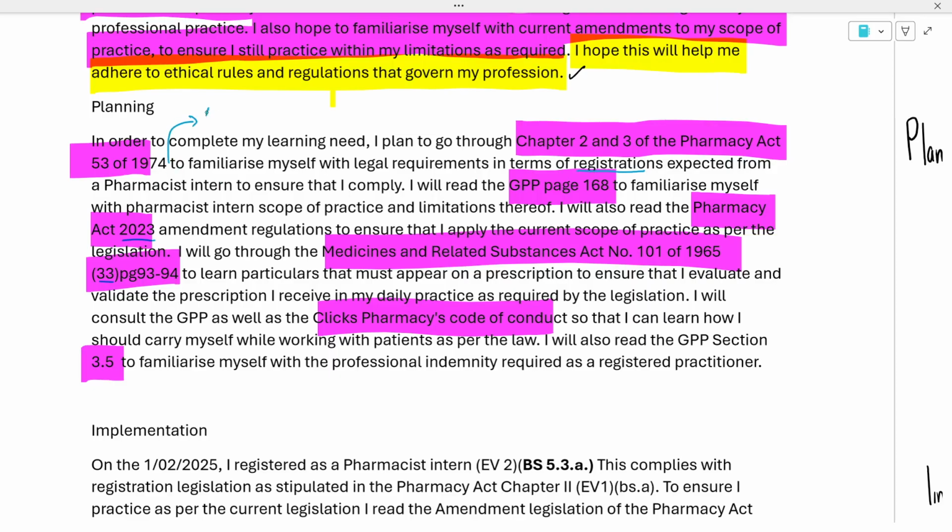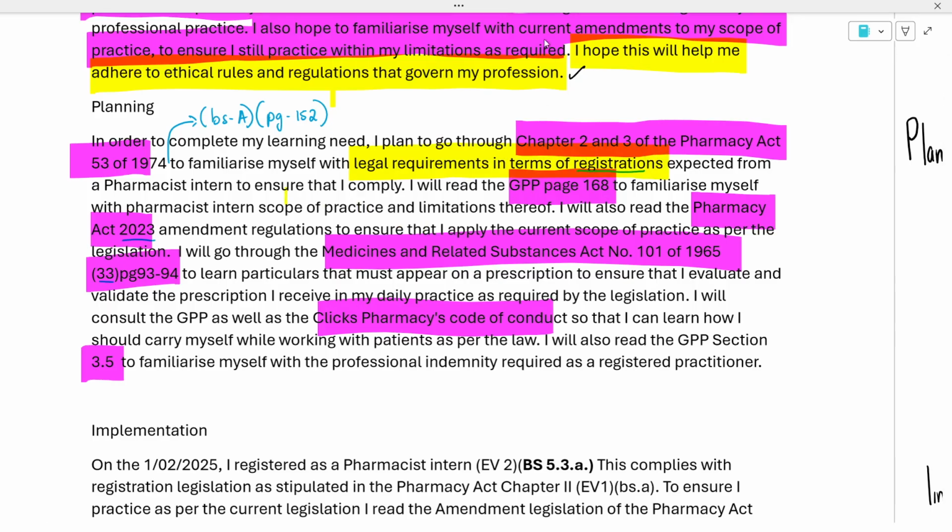And then here, you need to link. So here you can add a SA, because you are stating what you want to attach. You are stating what it links to. You also need to include the page numbers. So next to it, you can say PG, it's 152, so include that. You want to familiarize yourself with the registration expectation, so this is the reason for including the work, the legal requirements in terms of registration, so this is fine.